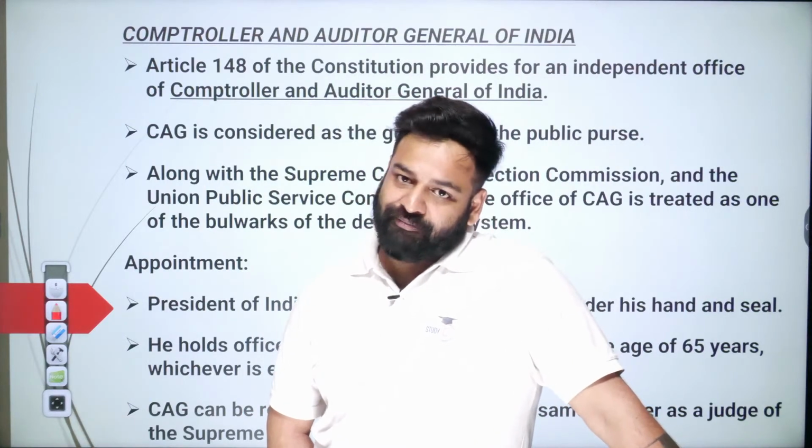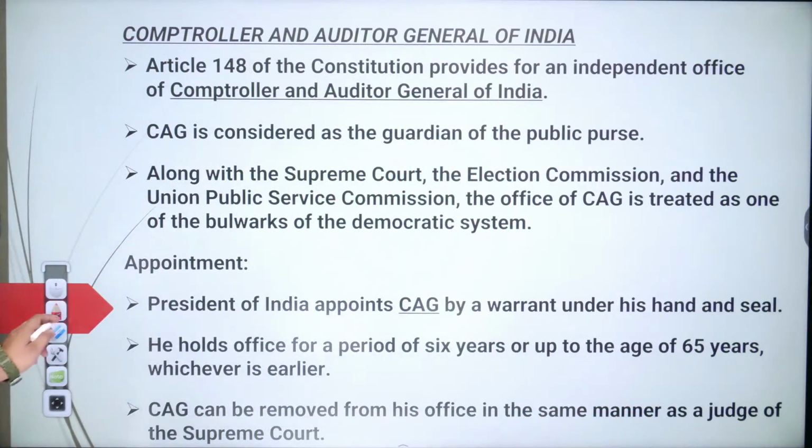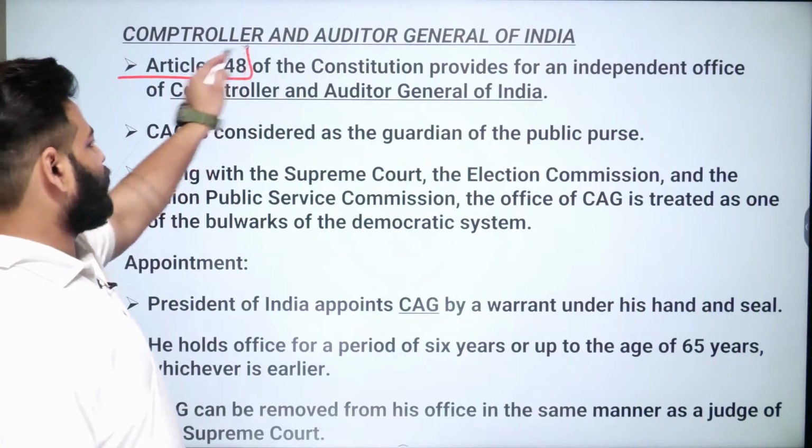Next, what we are discussing is the CAG, Comptroller and Auditor General, who is considered as the guardian of the public purse. So here we go. Attorney General, Article 76. CAG, Article 148.